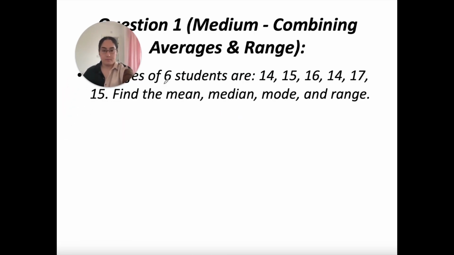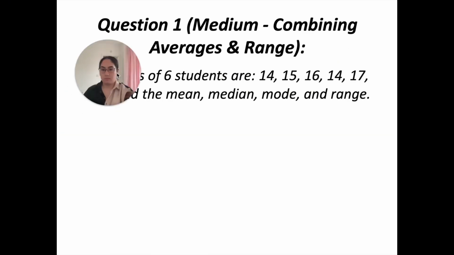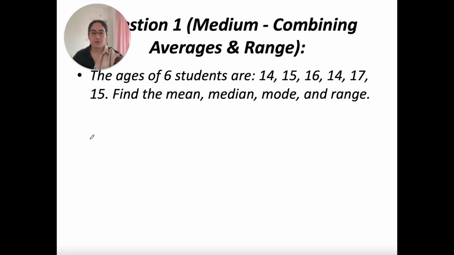So you could get a question like this, where it says the ages of 6 students are 14, 15, 16, 14, 17, and 15. Find the mean, the median, the mode, and the range. Right, okay. Not a hard question, it just involves a couple of steps. So we're going to go one by one. The mean is where we're going to add everything together and divide by however many numbers we've got. So we're going to do 14 plus 15 plus 16, plus 14 plus 17 plus 15.